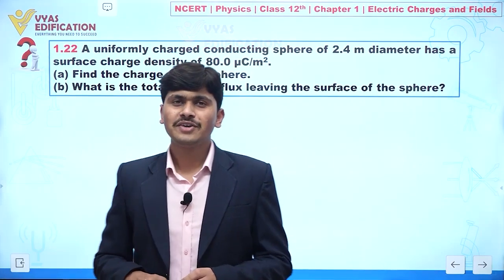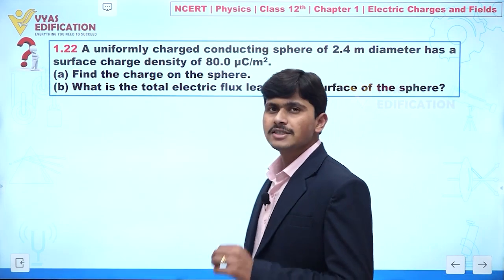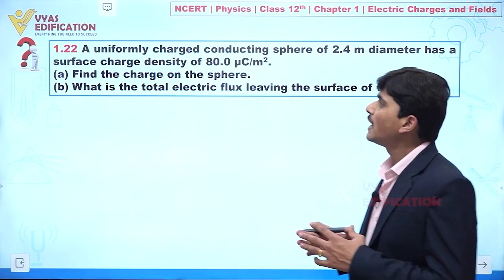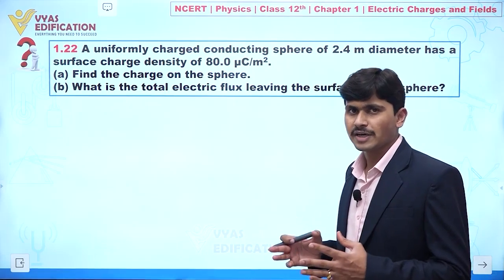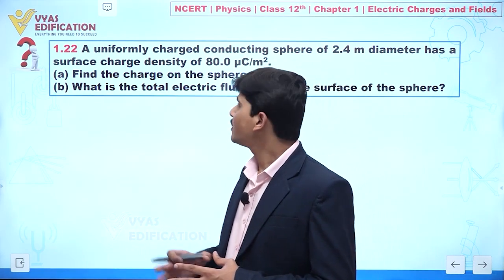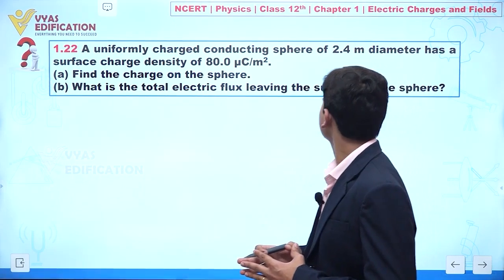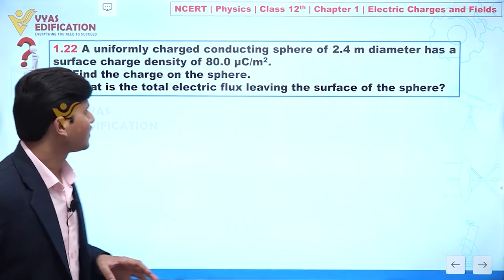Now dear student, we are going to discuss question number 1.22. A uniformly charged conducting sphere of 2.4 meter diameter has a surface charge density of 80 microcoulomb per meter square. Part A, find charge on the sphere. Second, what is the total electric flux leaving the surface of the sphere. Clear? So now listen carefully.